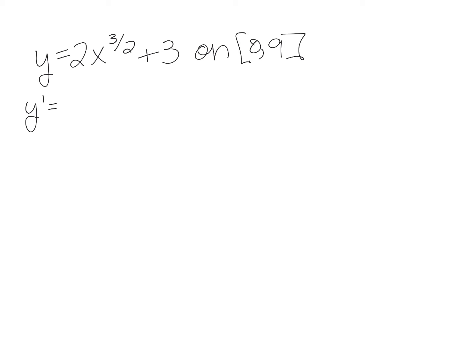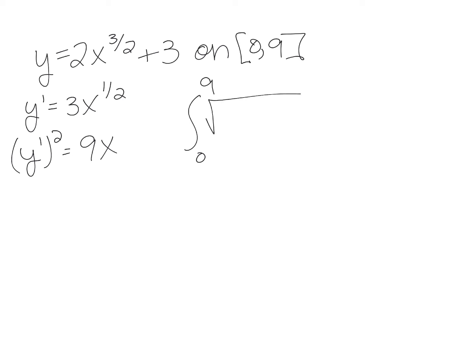Next example, y equals 2x to the 3 halves plus 3, on the interval 0 to 9. Okay, longer curve here. So y prime is going to be 3x to the half plus 0. Y prime squared is 9x. So I'm integrating from 0 to 9 the square root of 1 plus 9x dx.